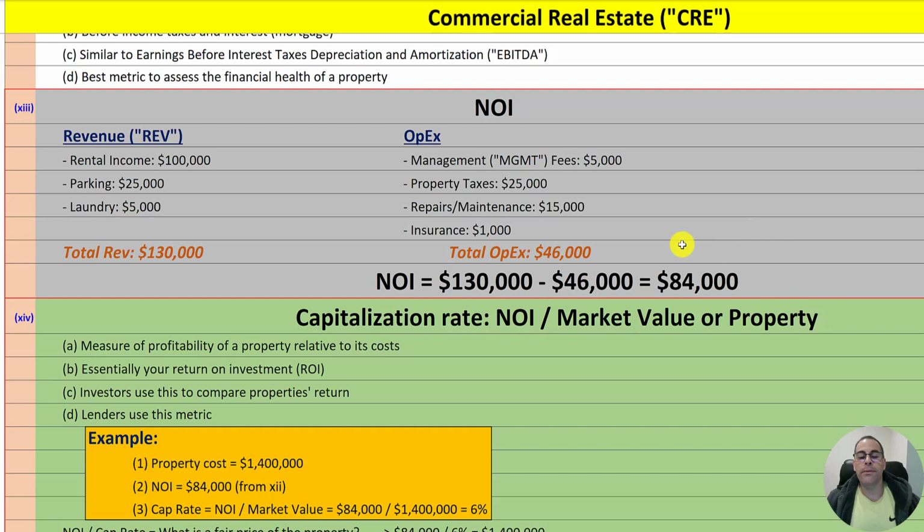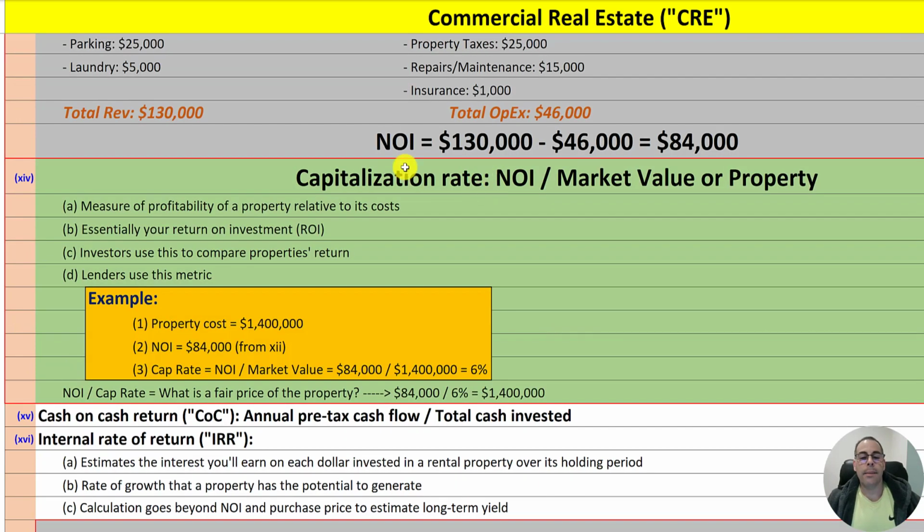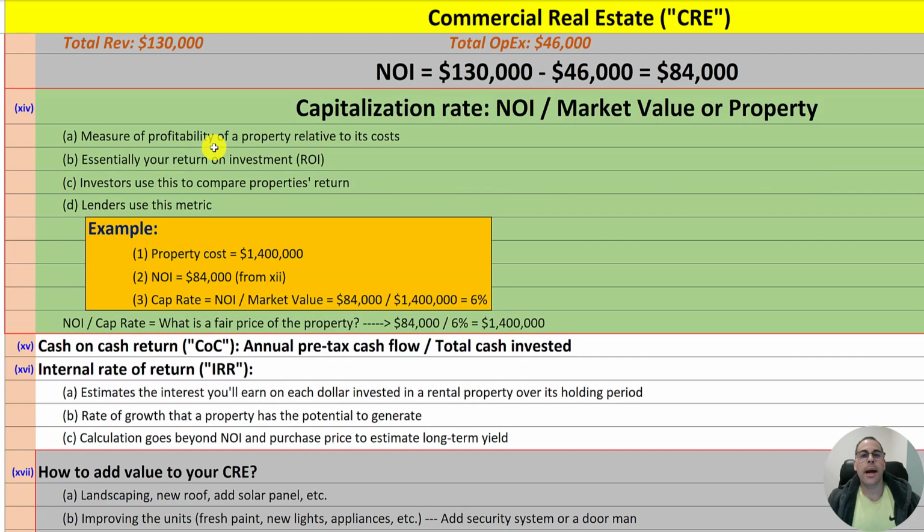But if your NOI for the year is $84,000 and you paid $100,000 for the property, your return is amazing. You have an amazing cap rate. Let me show you. Capitalization rate, or cap rate, is NOI over the value of the property. Cap rate is a really common term in commercial real estate. It's like the price multiples, the PE, price to sales, price to book. You can compare different properties by measuring their profitability.